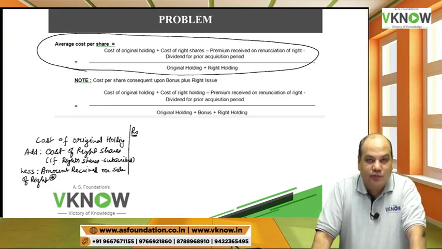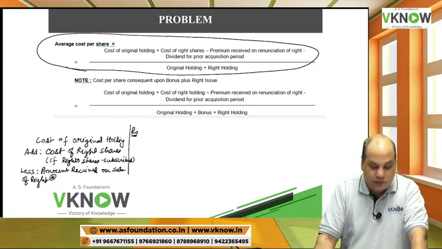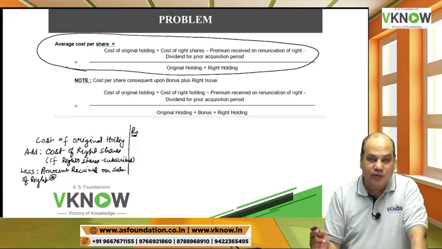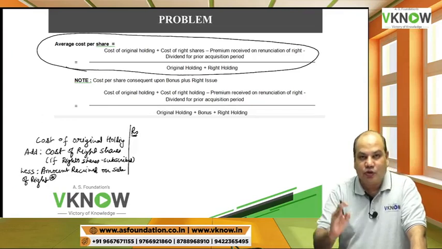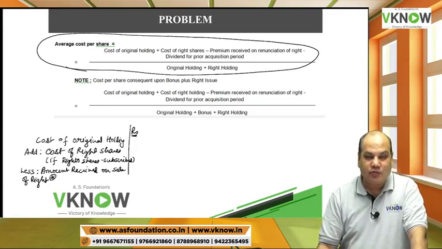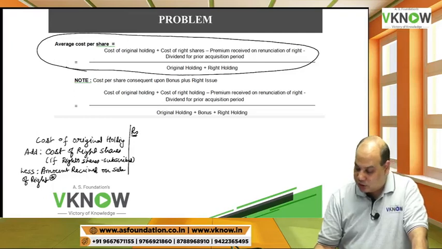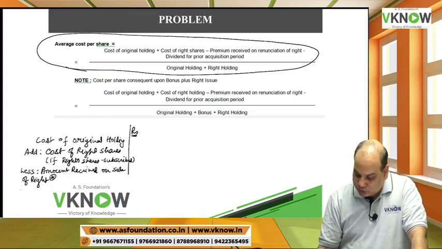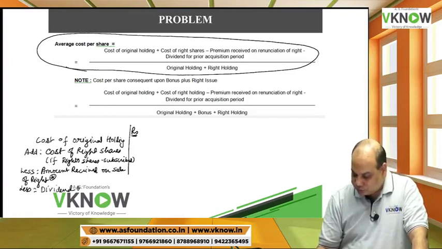First condition is that share must be acquired on cum right basis. And second condition is that share price after their becoming ex right is lower. If these two conditions are satisfied, sale proceeds of right will be credited to investment account, and therefore the investment cost will come down. Minus, one more minus, less dividend out of pre-acquisition profit.